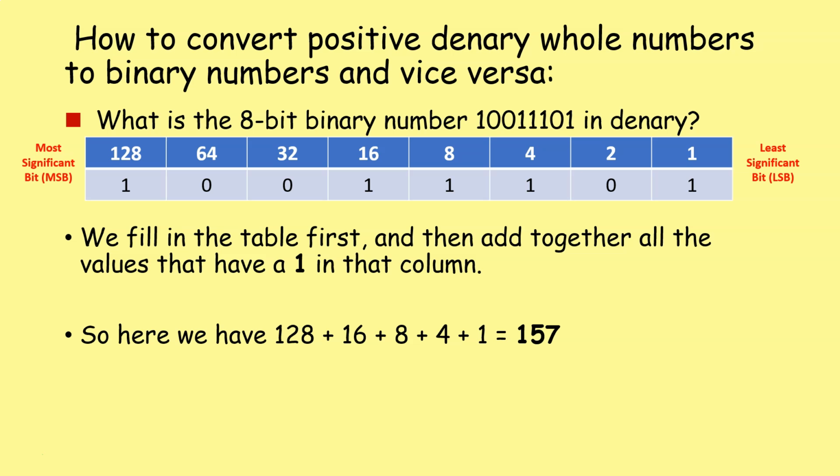We can ignore the 64 in the 32 column. We have a 16, we have an 8, we have a 4. We can ignore the 2 because it has a 0, and then we can add the 1 in at the end. So we have 128 plus 16 plus 8 plus 4 plus 1, and that gives us 157. And again, we could try and double check that by reversing the process, if we have time in the exam, to make sure we absolutely have the right answer.